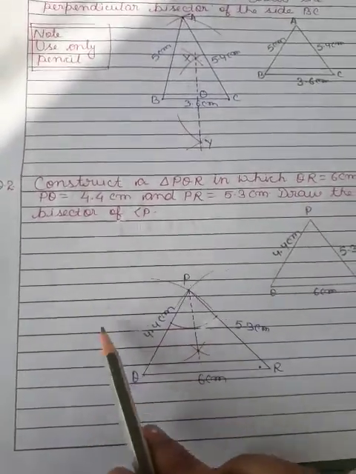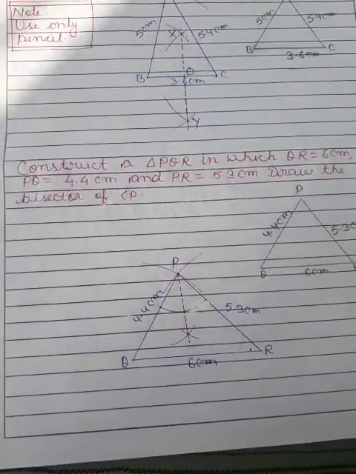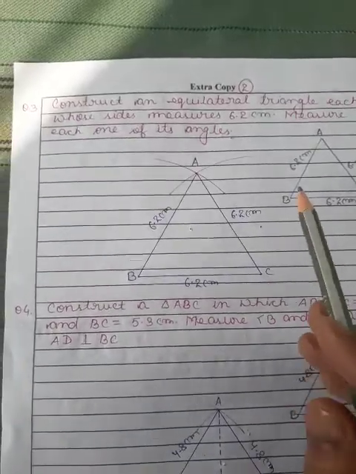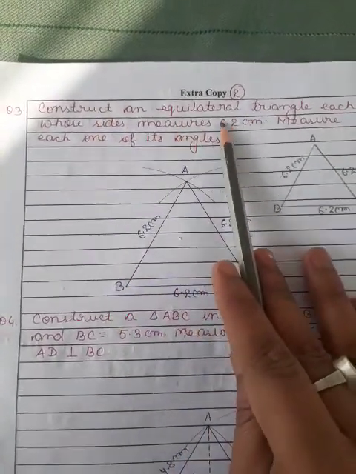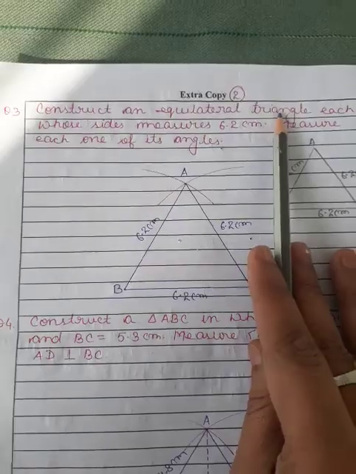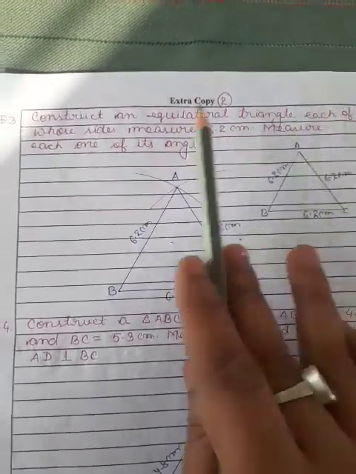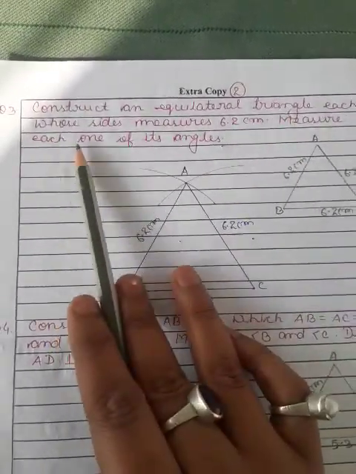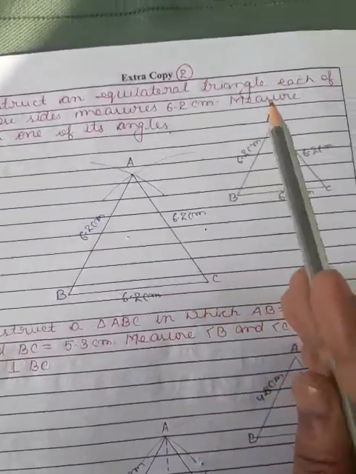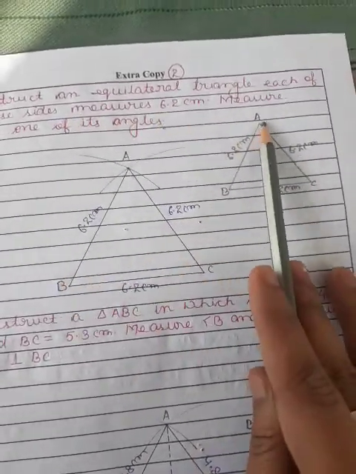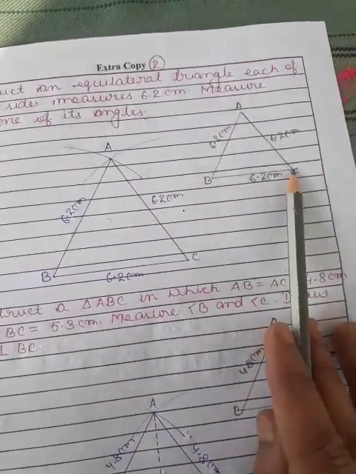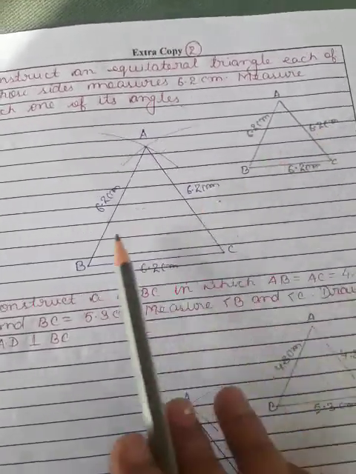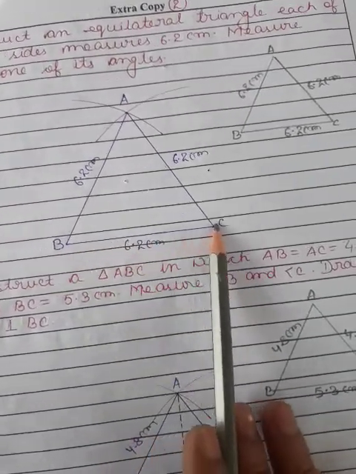So this is question number 2. Now question number 3. It is given, construct an equilateral triangle, which means a triangle in which all sides are equal, each of whose side measures 6.2 centimeter, and then measure each one of its angles. First of all, you will draw one rough figure, and each side is given 6.2 cm, so 6.2, 6.2, 6.2. Now with the help of the scale, first of all we will draw 6.2 centimeter.